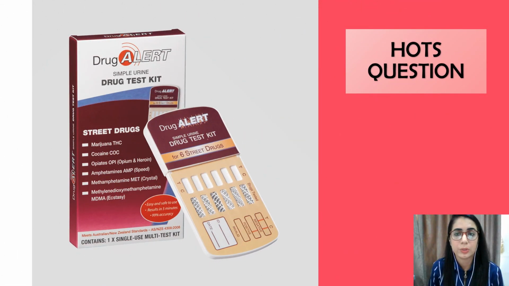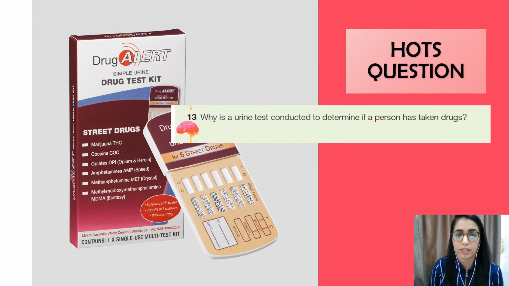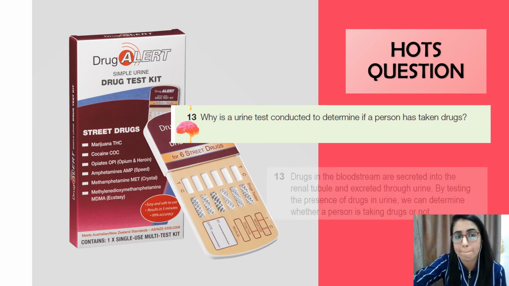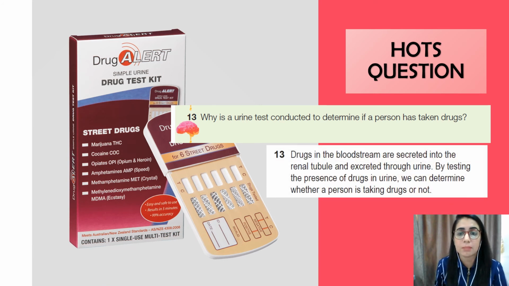Okay, now let's look at a hot question. Why is a urine test conducted to determine if a person has taken drugs? Yes, drugs in the bloodstream are secreted into the renal tubule and excreted through urine. So by testing for the presence of drugs in urine, we can determine whether the person is taking drugs or not.